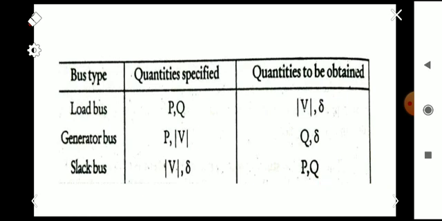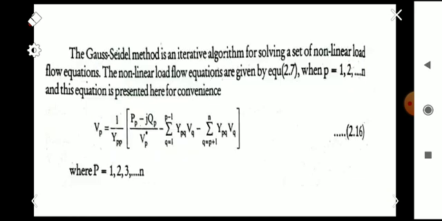As we know, the Gauss-Seidel method is used to solve the nonlinear load flow equations. And we know the equation, as we already learned in the previous video. The bus voltage or node voltage Vp is equal to 1 by Ypp into (Pp minus jQp) by Vp star, minus sigma q equal to 1 to p minus 1 of Ypq Vq, minus sigma q equal to p plus 1 to N of Ypq Vq.